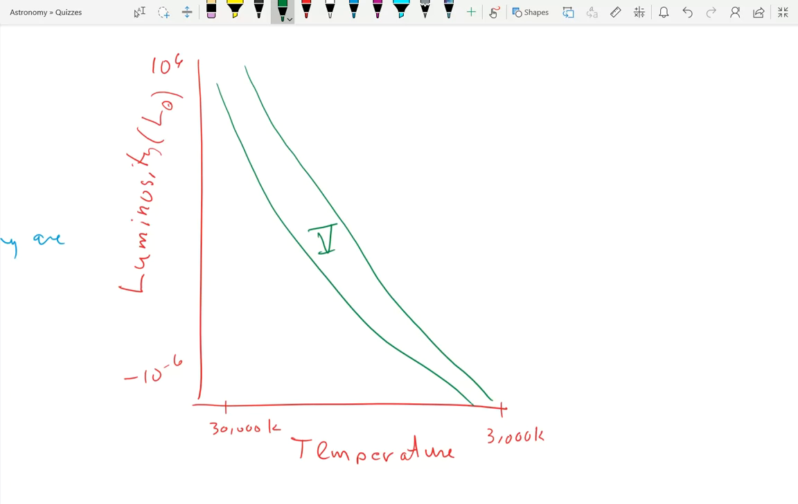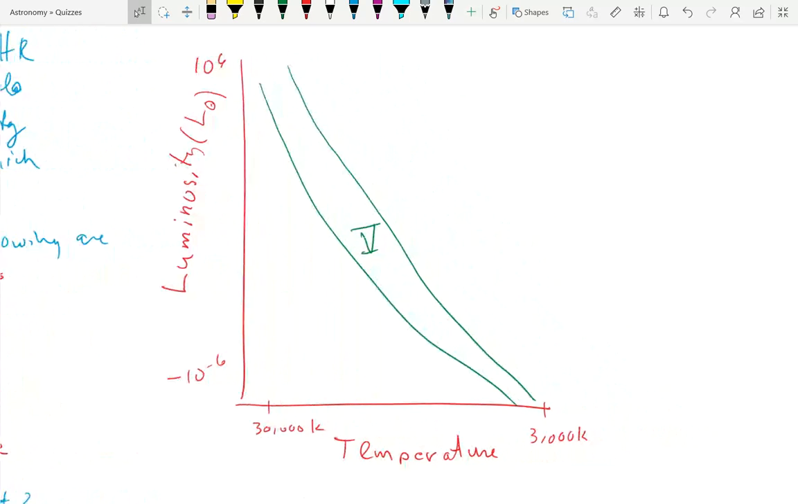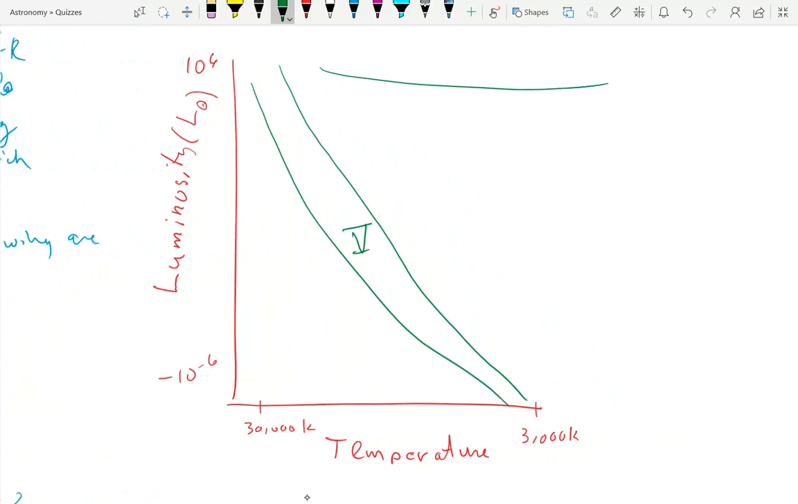As a general rule, this is just a vertical sequence. It's not exactly a vertical sequence, but as a general rule, one of the graphs we had just had lines like this.